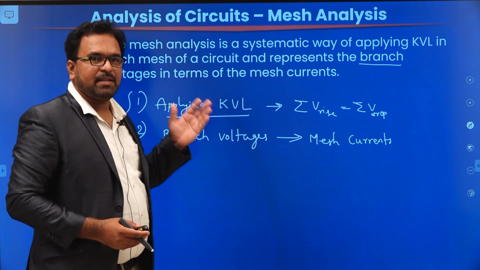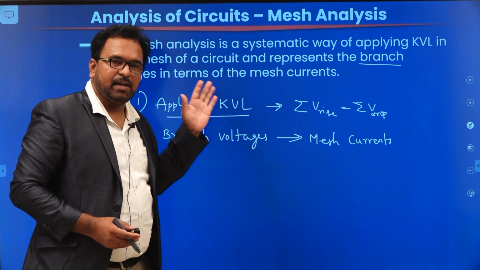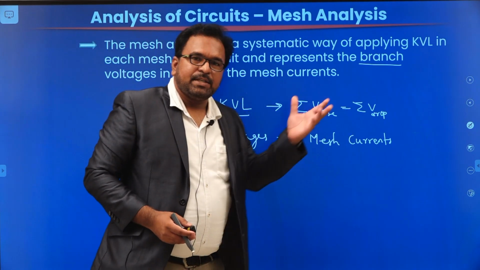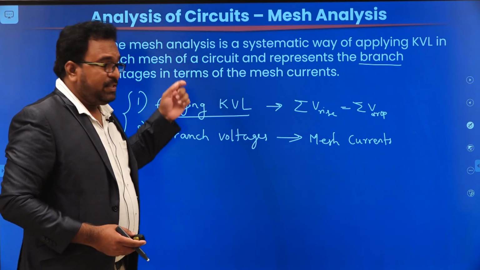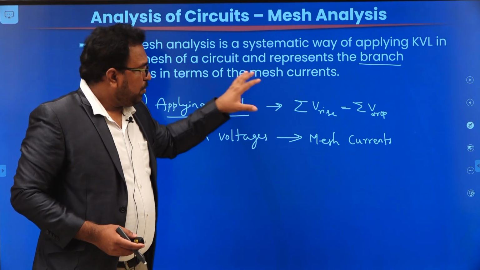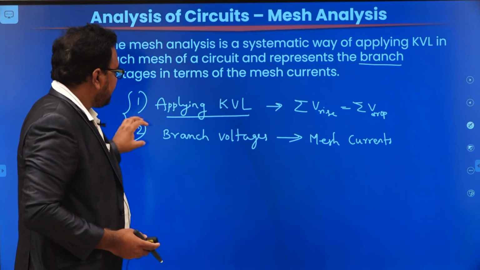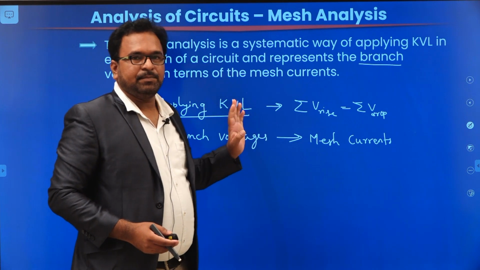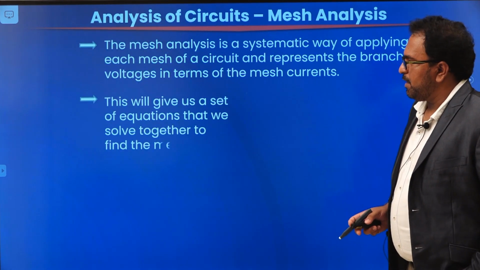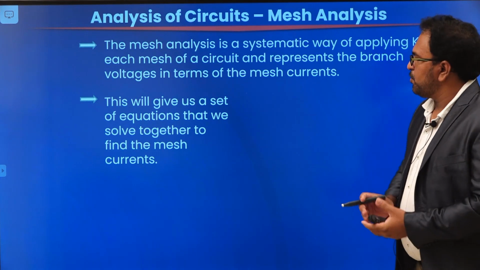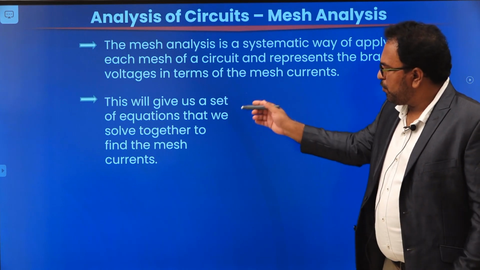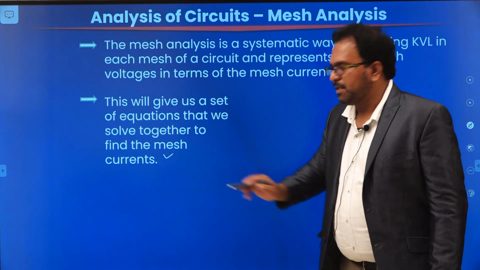Mesh analysis is nothing but the systematic way of applying KVL in an electrical circuit. When you apply KVL, you calculate all the voltages across each and every element in a circuit, and those voltages are represented in terms of mesh currents. This will give us a set of equations that we solve together to find the mesh currents. So when you apply KVL in each mesh, you get some equations. When you solve those equations, you will get the mesh currents.